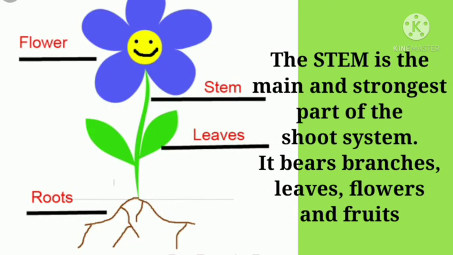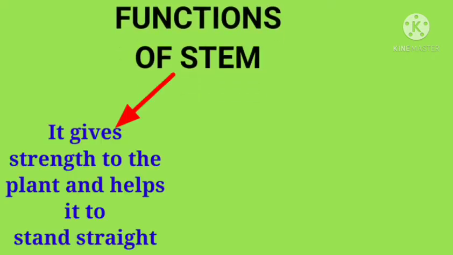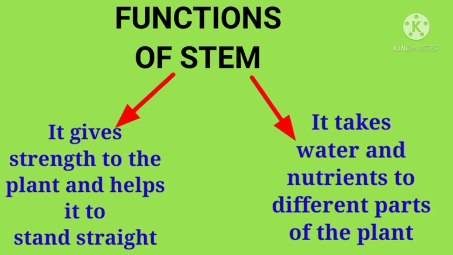The stem is the main and strongest part of the shoot system. It bears branches, leaves, flowers and fruits. Functions of stem. It has two main functions. It gives strength to the plants and helps it to stand straight. The second function, it takes water and nutrients to the different parts of the plant.